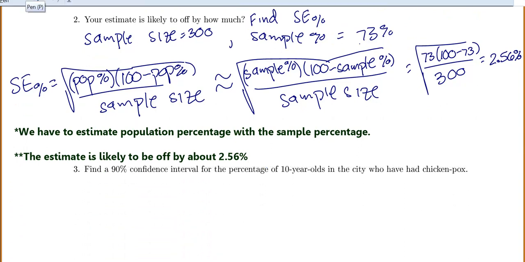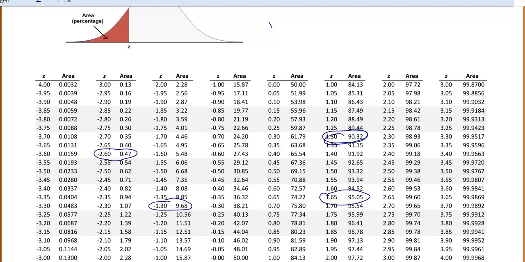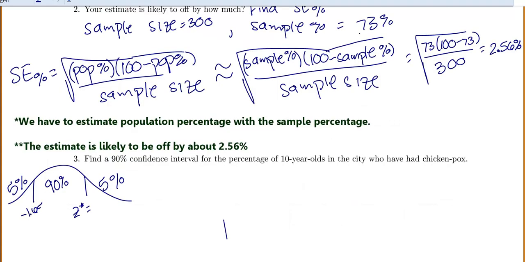Now part 3, find a 90% confidence interval for the percentage of 10-year-olds in the city who have had chickenpox. So once again, we want a 90% confidence interval. You could look at the previous page and see what we figured out for z star for 90%, or we could calculate it again. If there's 90% in the middle, there's 10% left over, which means 5% for each tail. And I'm looking for z star. So I'm going to look up 5% to the left, and 5% to the left gives me negative 1.65. So if this is negative 1.65, then z star equals positive 1.65.